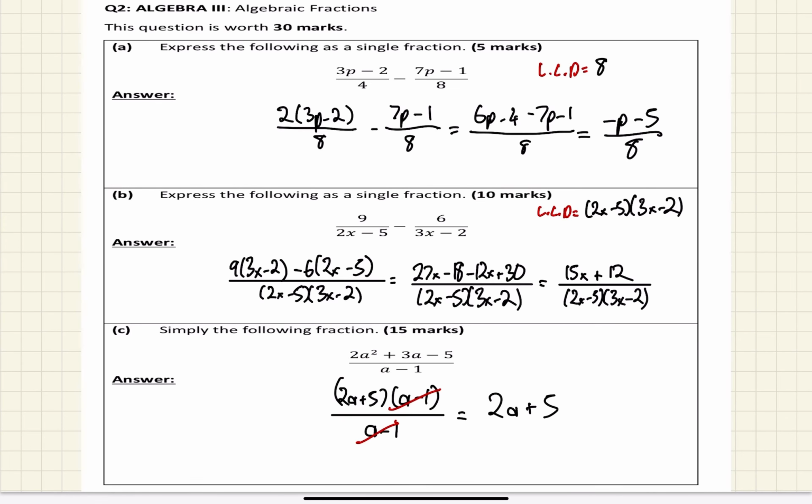And that's it simplified. So the trick here, the skill that they're trying to test you on, is that you spot the quadratic. And you think to yourself, well, I haven't a clue how to divide this. But hang on, you do know how to factorize. And when you factorize it out, you can see there is a simplification possible there. That was question 2.